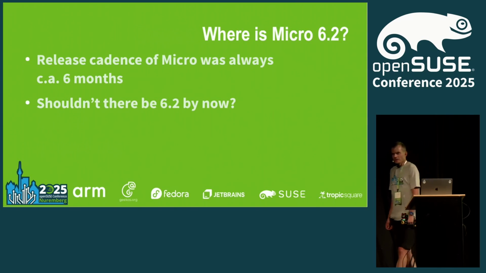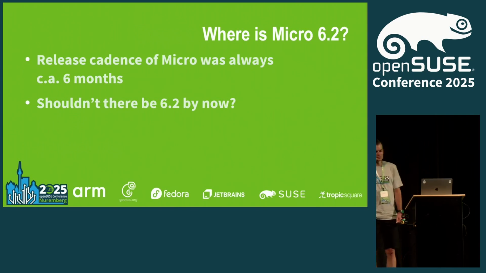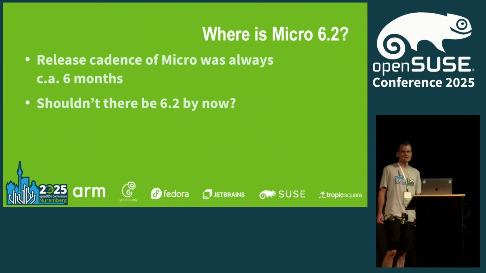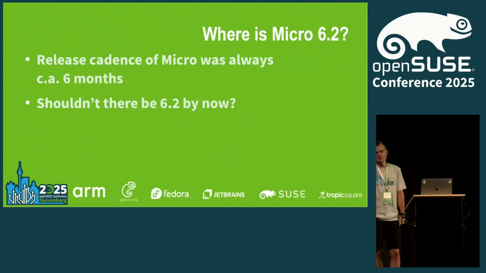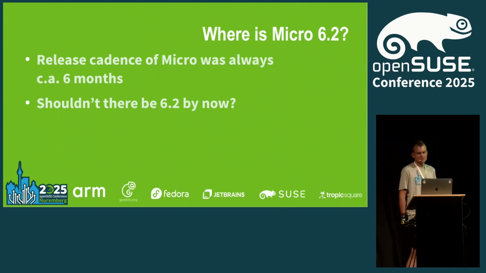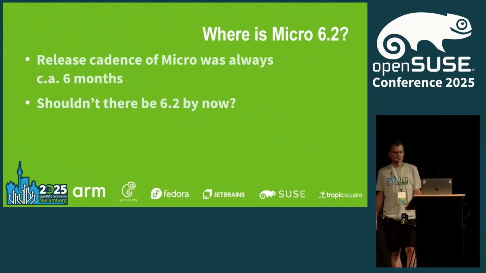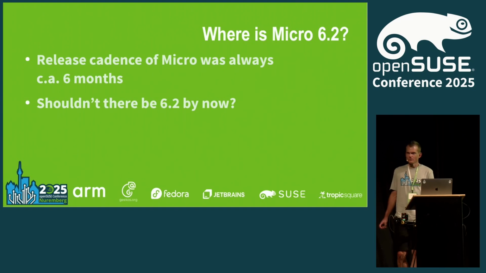This raises one question. If you remember, June 24, November 24, so it's about time. Where is Micro 6.2? The release cadence of Micro was always, or was, roughly 6 months with 2 releases per year, one in fall, one in spring or late spring.